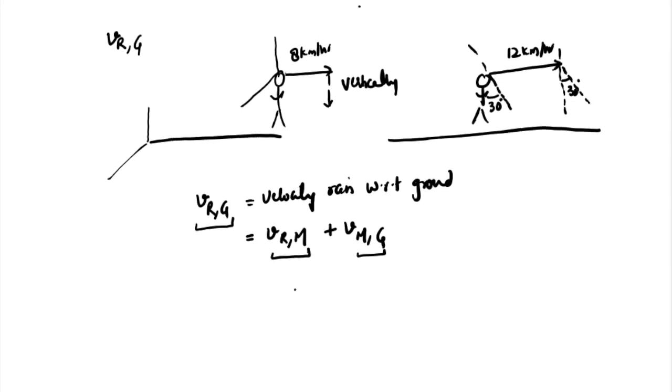Now in order to find this value, let's call this value V, since it's going to be the same in both cases. Velocity of rain with respect to the ground is going to be the same in both the cases. And let's draw vector diagrams of both the scenarios. Let's say this is scenario 1 and this is scenario 2.